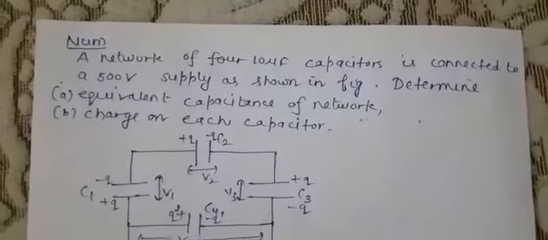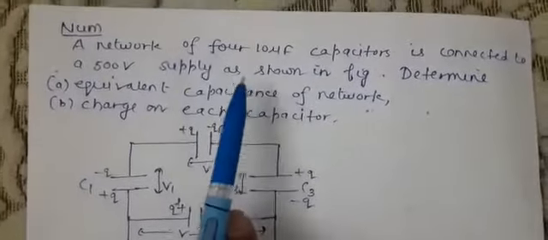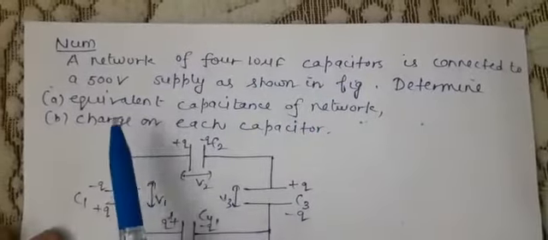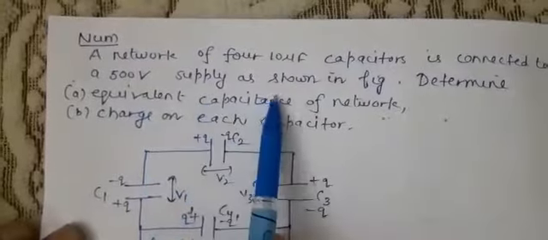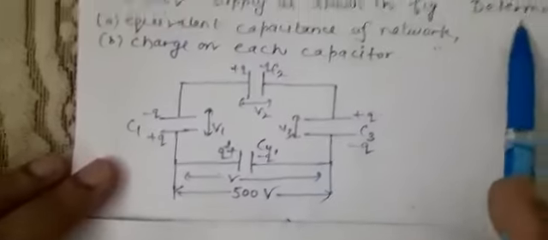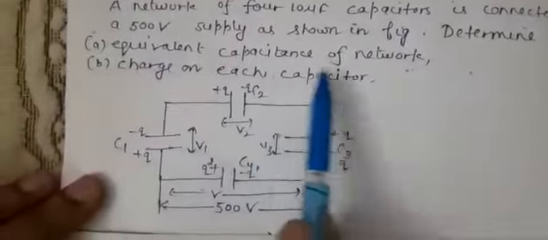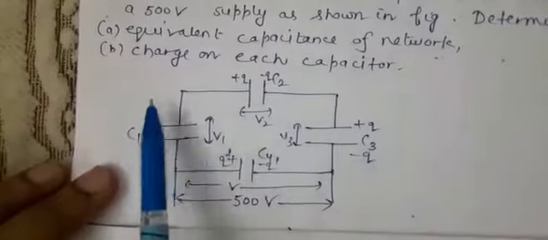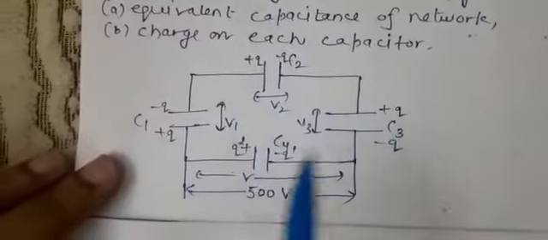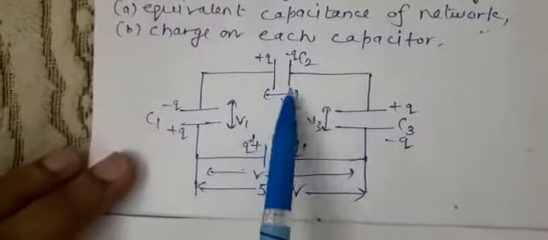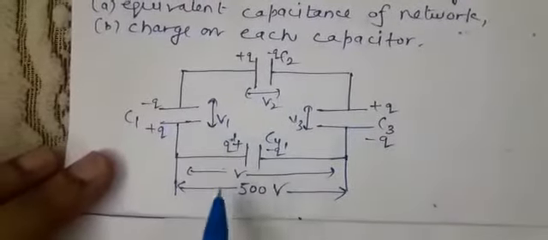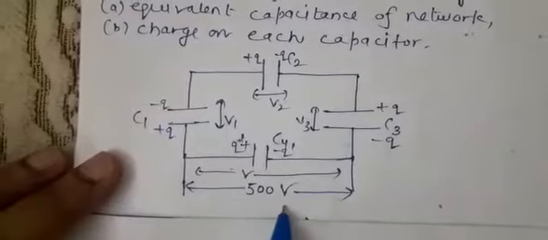Now one more numerical we are doing today. A network of 4 capacitors of 10 microfarad each is connected to a 500 volt supply as shown in the figure. Here the figure has been given. Determine the equivalent capacitance of the network and find the charge on each capacitor. See here, one network is given: C1, C2, C3, C4, each having the same value of 10 microfarad. These are all connected as shown in the figure, and the potential difference applied is 500 volt.